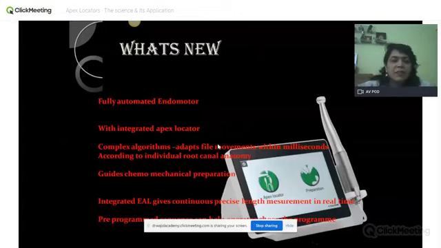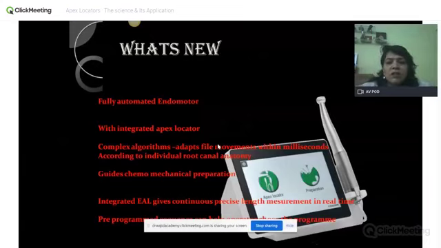What's new in Apex locators? Something very promising that is coming up in the field of electronic Apex locators is a fully automated endomotor like Jenny, which will be introduced soon. It is an integrated Apex locator along with a fully automated endomotor.